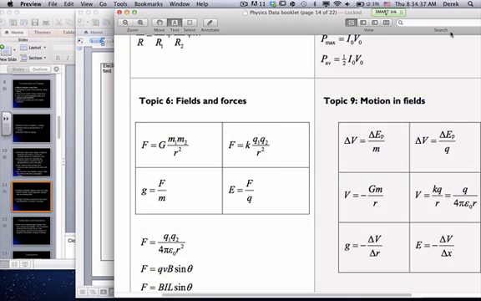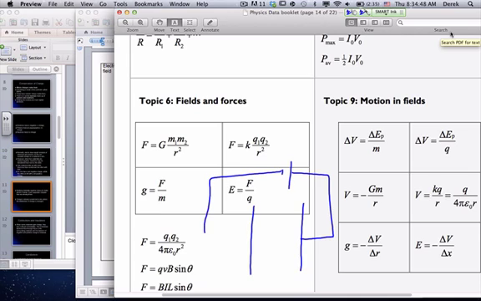Now the electric field strength due to parallel plates: if I have two parallel plates and I have a potential difference across them, say that is V, and the distance between them is D, the electric field strength for this situation is given by the formula E is equal to V over D. Alright, now that is a formula that you need to remember.